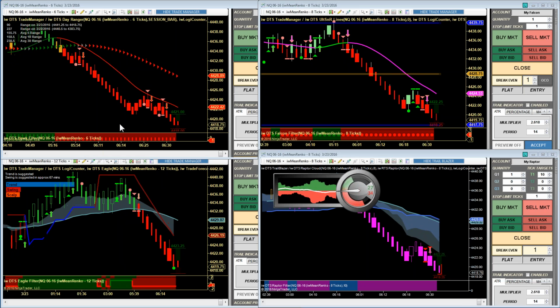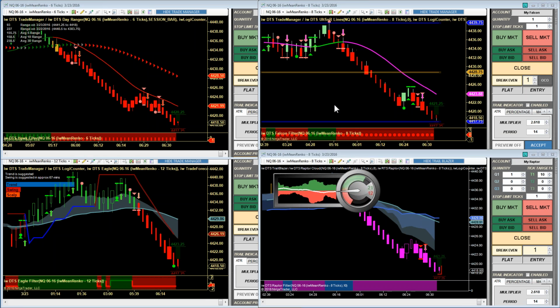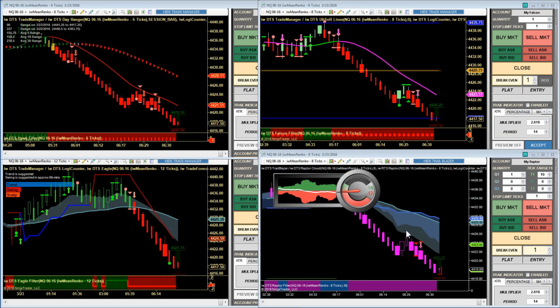Here on the top left, we have the Hawk Micro Scalper. Top right is the Falcon Swing Trader. Bottom left is the Eagle Trend Trader. And the bottom right is the Raptor. The Raptor is the latest addition to the DTS family, and it incorporates elements of the other three trading birds all into one trading tool.